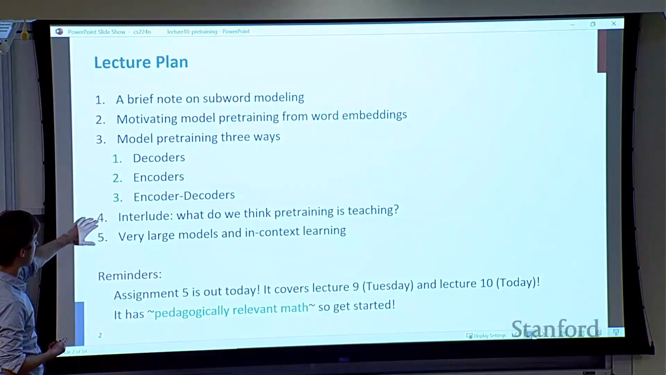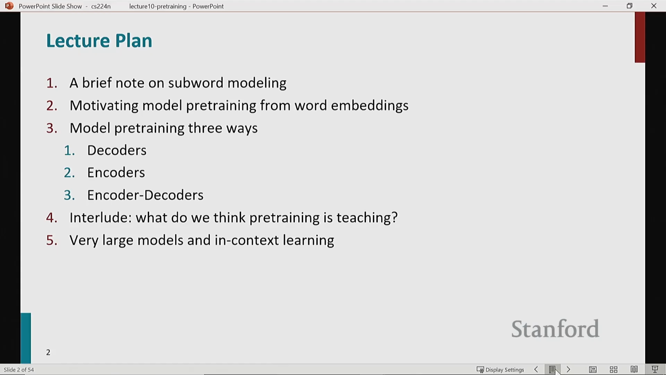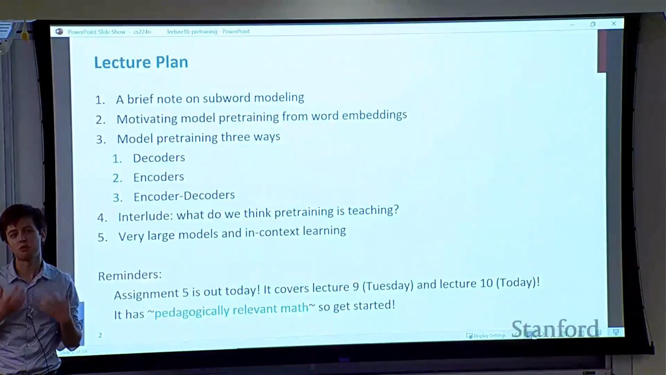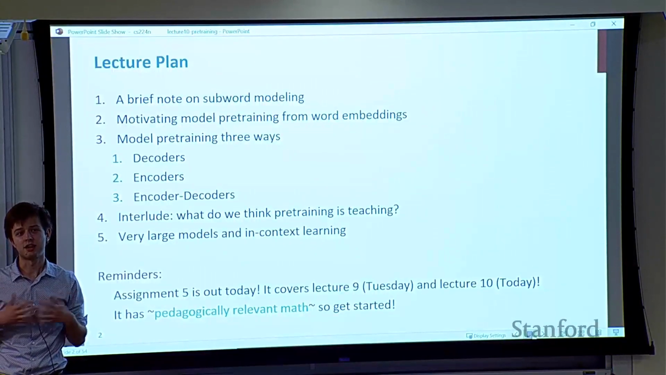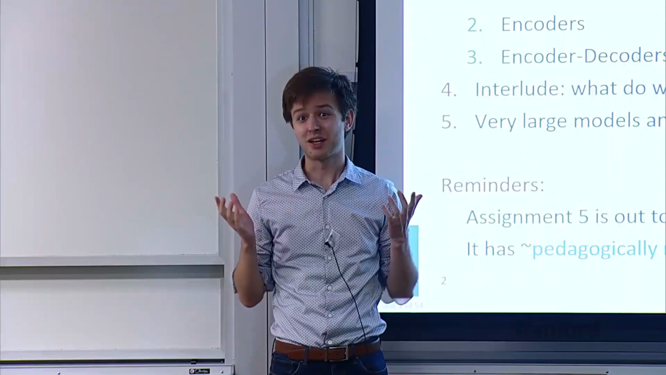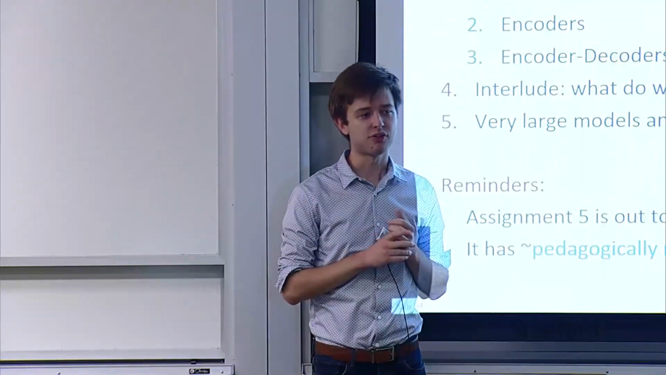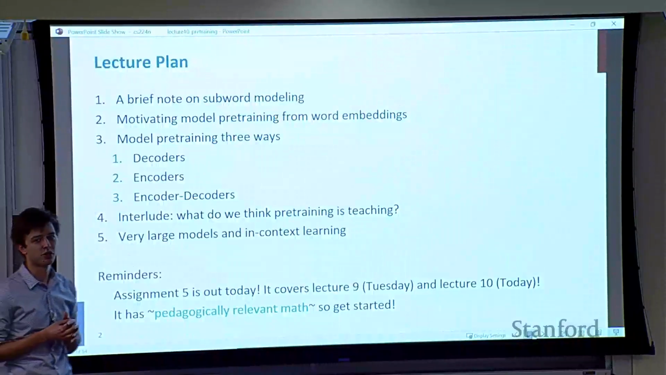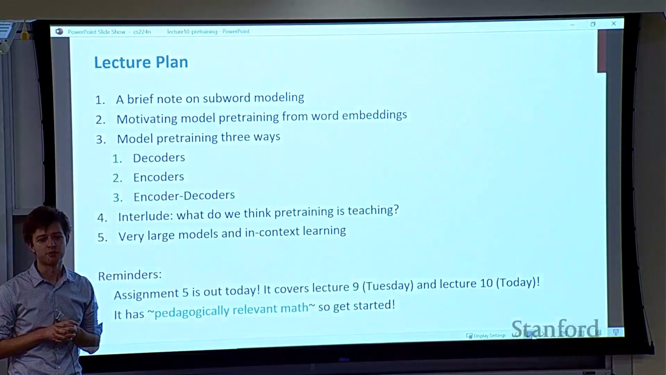Then we're going to talk a little bit about what we think pre-training is teaching. This is going to be very brief. A lot of the interpretability and analysis lecture in 2 weeks is going to talk more about the mystery and the scientific problem of figuring out what these models are learning about language through pre-training objectives, but we'll get a peek. And then we'll talk about very large models and in-context learning. So if you've heard of GPT-3, for example, we're going to just briefly touch on that here, and I think we'll discuss more about it in the course later on as well.